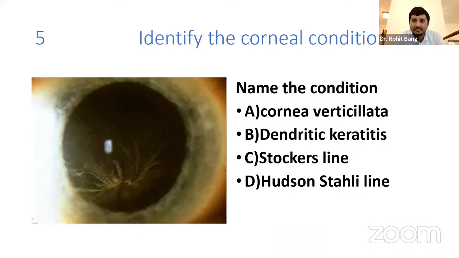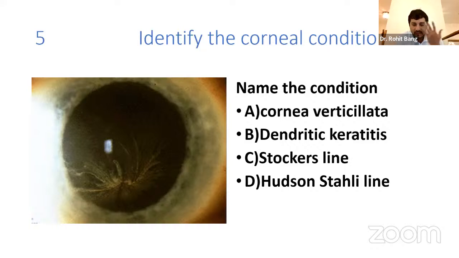Now identify the condition. This is a slit lamp photo and you are to diagnose it as a spot diagnosis, whether it's cornea verticillata, whether it's dendritic keratitis, whether it's a Stocker's line, or whether that is a Hudson-Stähli line. Again, the clue would be this is a condition which is associated as a side effect of some of the drugs that had been given to the patients on a long run. So obviously the clue gives you that it is not dendritic keratitis. So whether it's cornea verticillata, whether it's Stocker's line, whether it's Hudson-Stähli line.